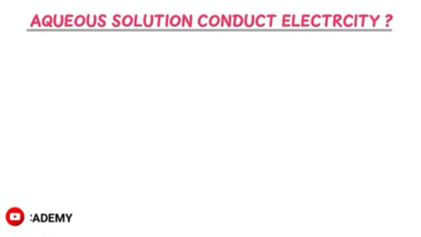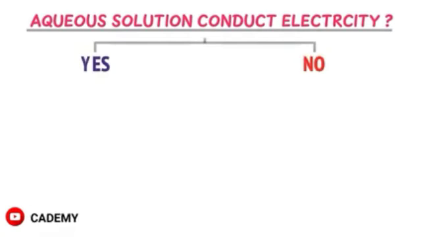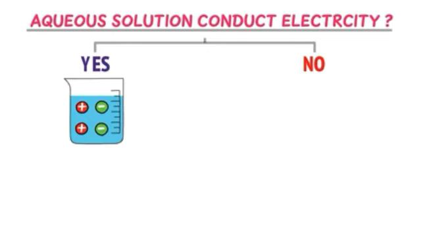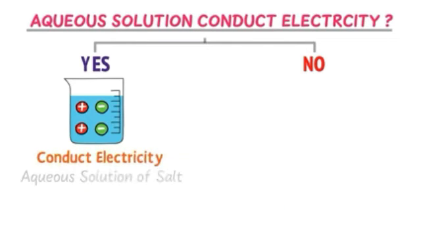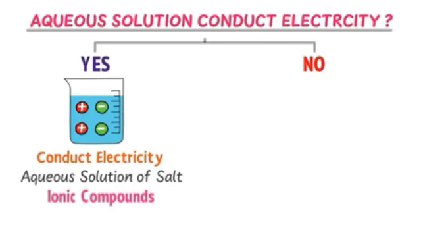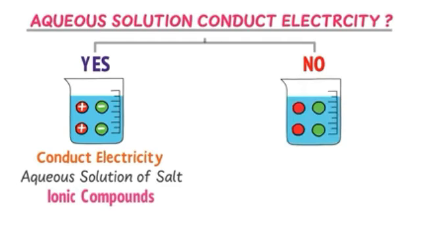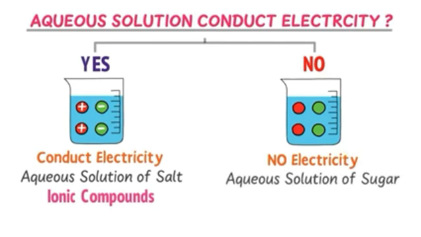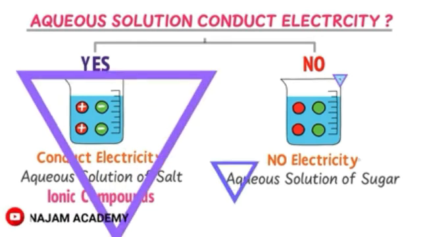Also, you should learn, do aqueous solutions conduct electricity? Well, the answer is yes and no. If there are free ions in the aqueous solution, it will then conduct electricity. Like aqueous solution of salt, it has free ions like sodium and chlorine, so they conduct electricity. Note it down that aqueous solution of all ionic compounds conduct electricity. Now, if there are no free ions in the aqueous solution, then it will not conduct electricity. Like aqueous solution of sugar, there are no free ions in aqueous solution of sugar, so it doesn't conduct electricity.